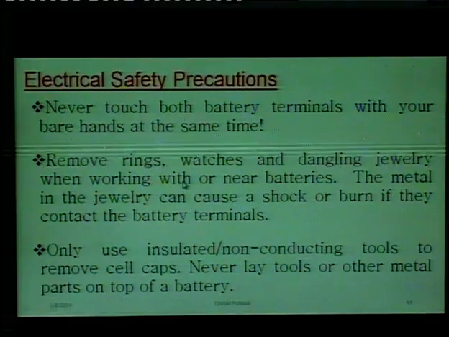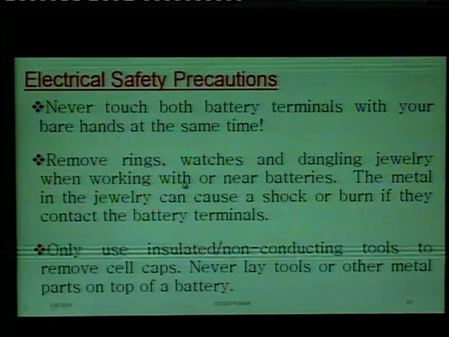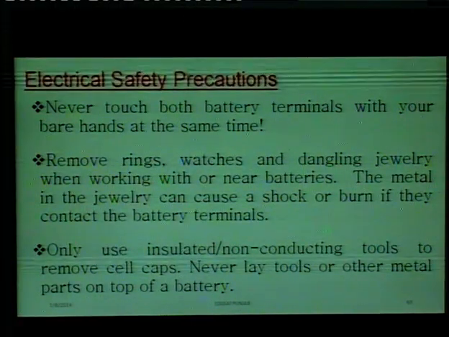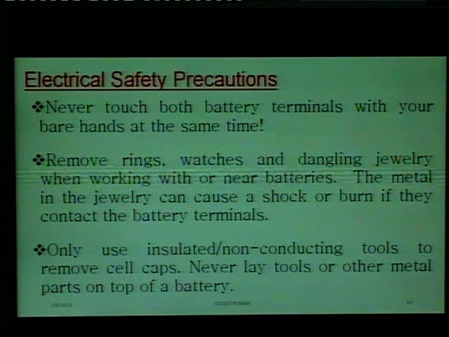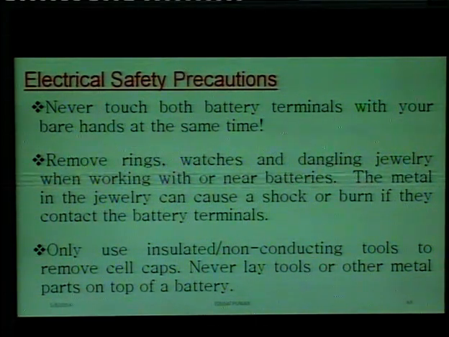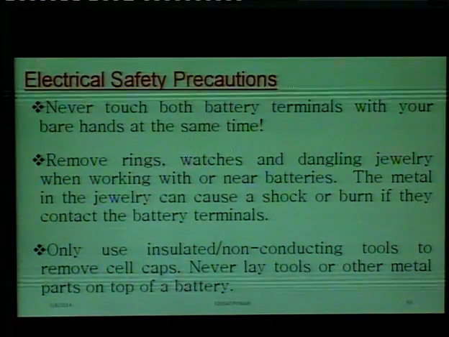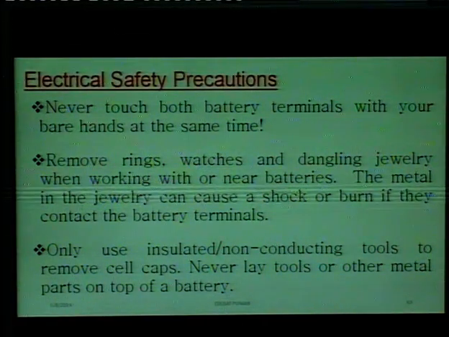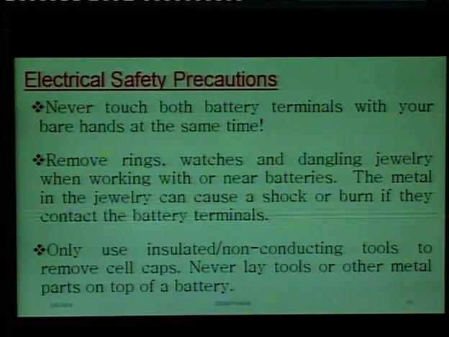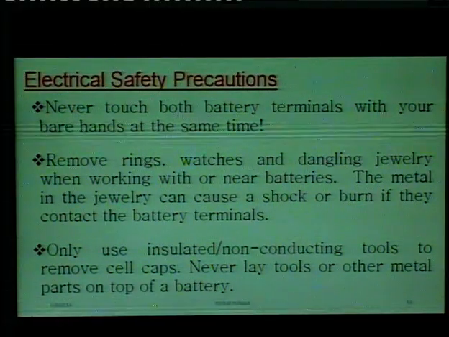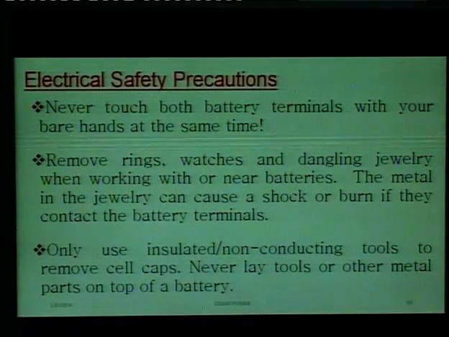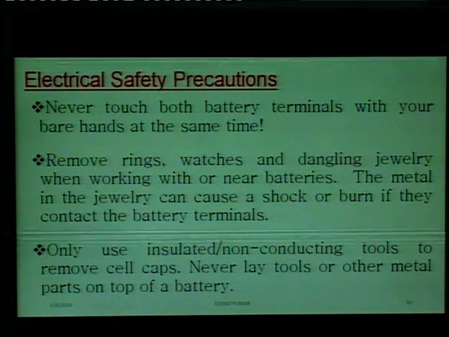So we should take precautions. Never touch both battery terminals with your bare hand. Remove rings, watches and dangling jewelry when working with or near a battery, otherwise the metal in the jewelry can cause a shock or burn if it contacts the battery terminals. Only use insulated or non-conducting tools to remove cell caps.